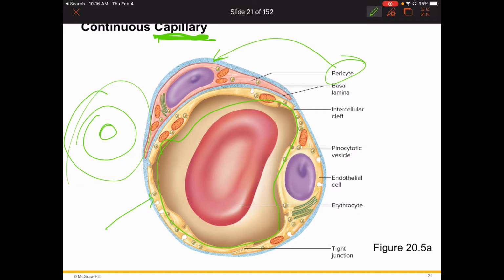So these pericytes, as you can see, we got some mitochondria in there. And the goal is to support the capillaries themselves, keep them healthy, fresh, rejuvenated, or rebuilt, should the need be there.